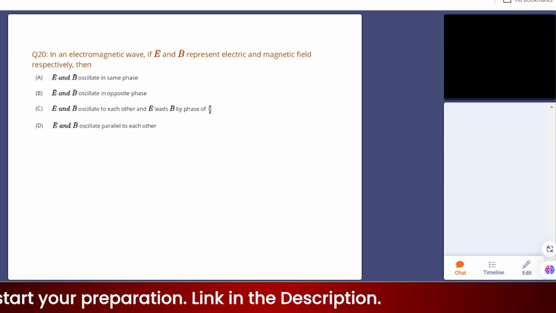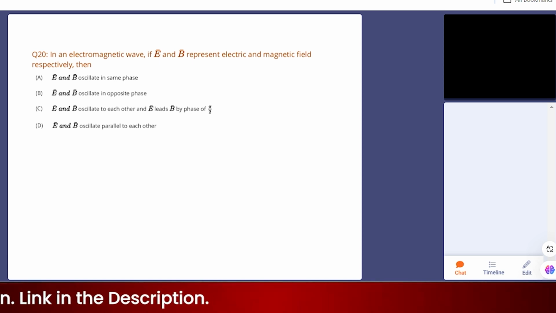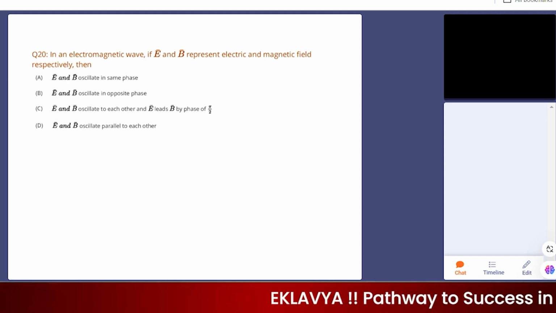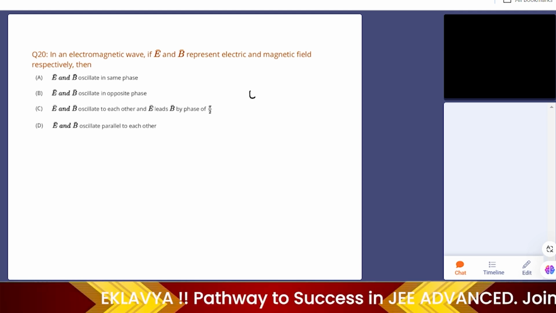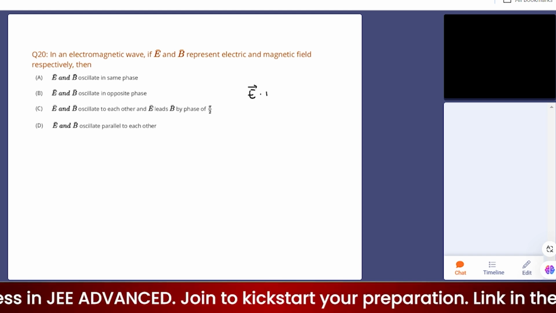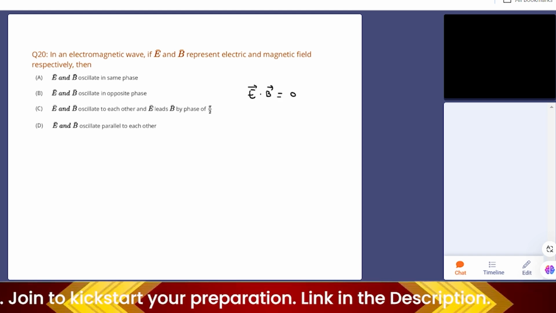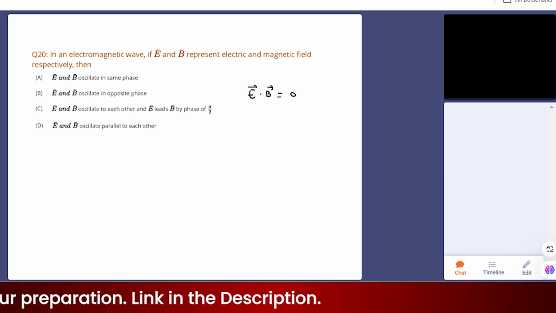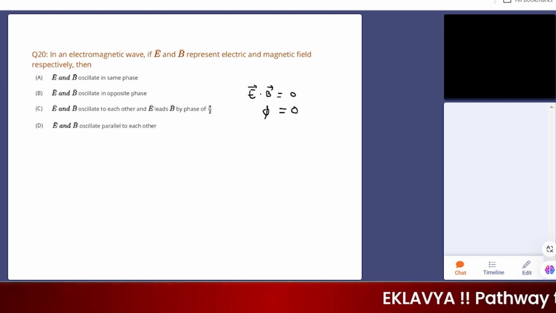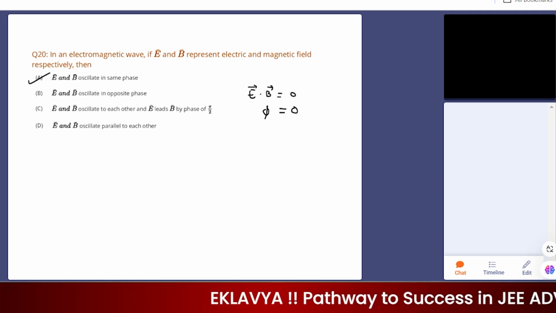Question number 20, the last question of section A. In an electromagnetic wave, if E and B represent electric and magnetic field respectively, then, well, both will always be in the same phase. The reason is, if you do E dot B, they will always be 0. They might propagate perpendicular, but since their dot product is coming to be 0, it means their phase difference will also be 0. So therefore, they will always be in the same phase.